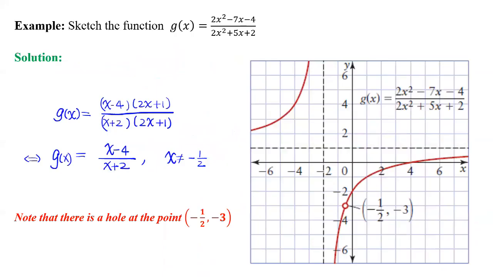You can check the solutions on this slide here. This is a nicer drawing of the graph. Remember to remove the point here. This is very important. Note that there is a hole at the point (-1/2, -3).